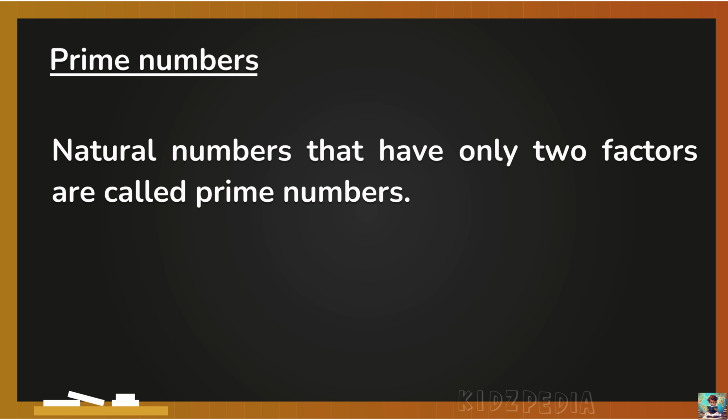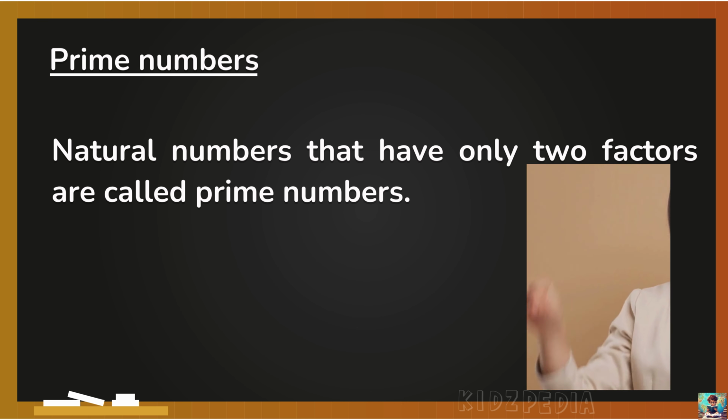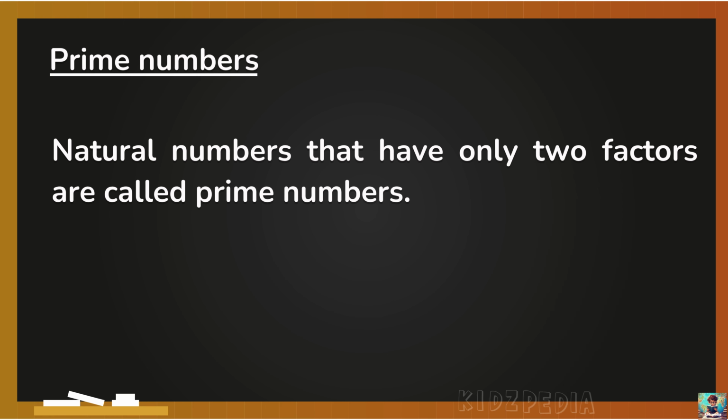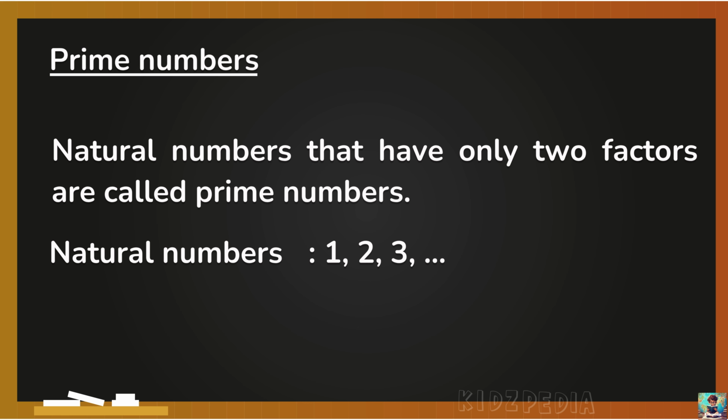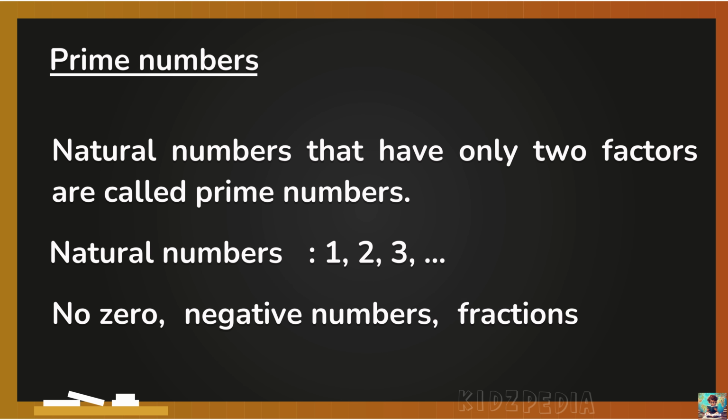Natural numbers are the numbers we use for counting. When we count like 1, 2, 3, we are using natural numbers. Natural numbers start from 1 and it goes on. Remember, natural numbers do not include 0, negative numbers, fractions and decimals.